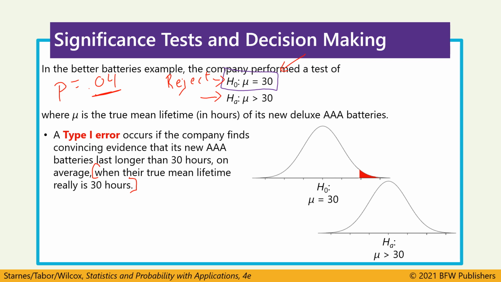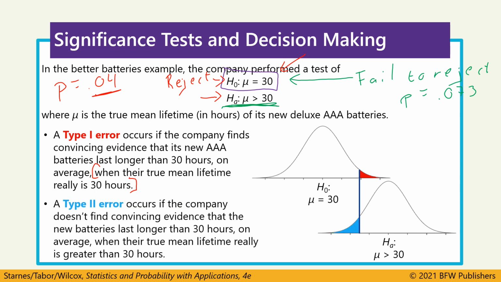A type 2 error is the reverse of that. So in this case, we're going to fail to reject that null hypothesis. Okay, maybe in this case, we get a p-value that's just over our alpha level. Say it's 0.073. Okay, we fail to reject that null hypothesis. That means we don't have convincing evidence that the alternative is true. But again, this is an error. Their true mean lifetime really is greater than 30 hours. We're just not reaching that conclusion.